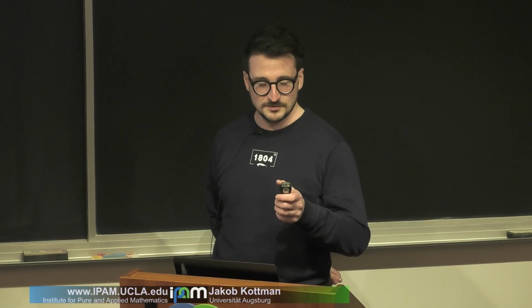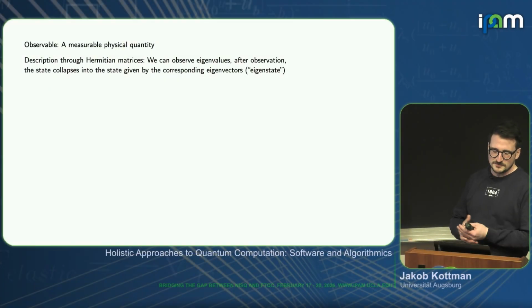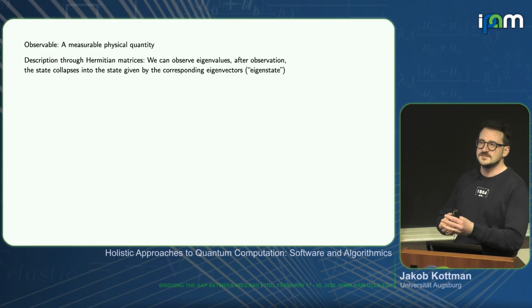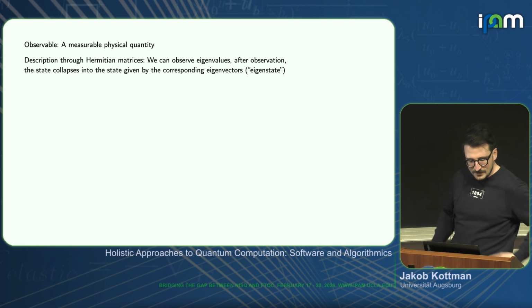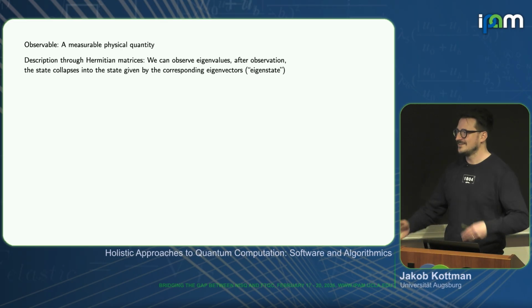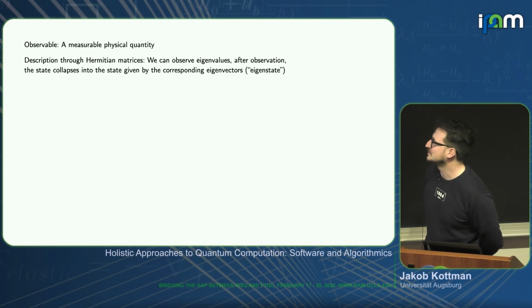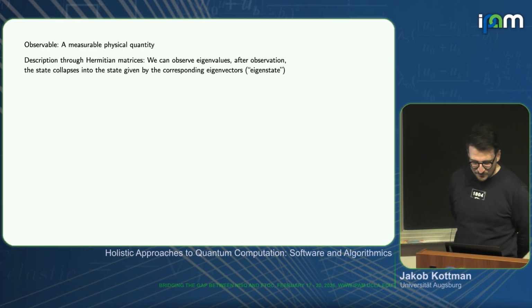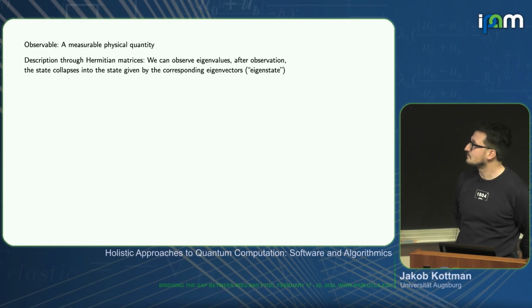So I usually start with motivating a little bit what quantum phase estimation is. If you go to Wikipedia and check out the postulates of quantum mechanics, you see this thing that observables are described by Hermitian matrices, and we can somehow observe the eigenvalues, and afterwards our system will be in the eigenstate. When I was a student, that always confused me, but I took it as a postulate and worked with it.